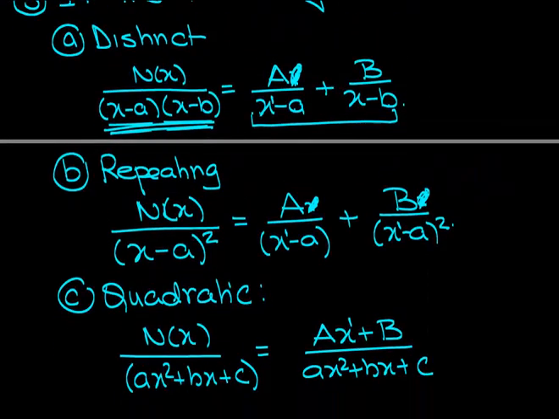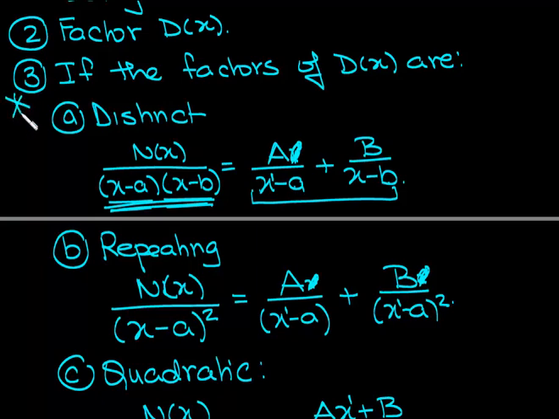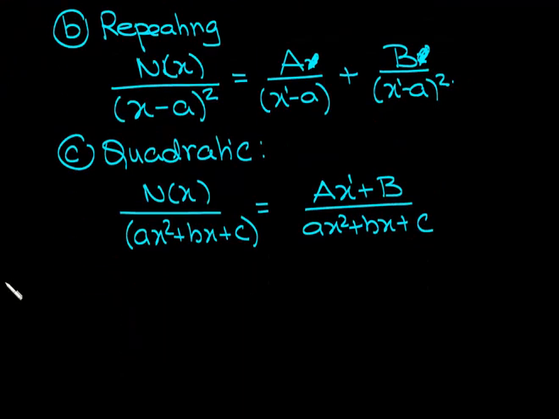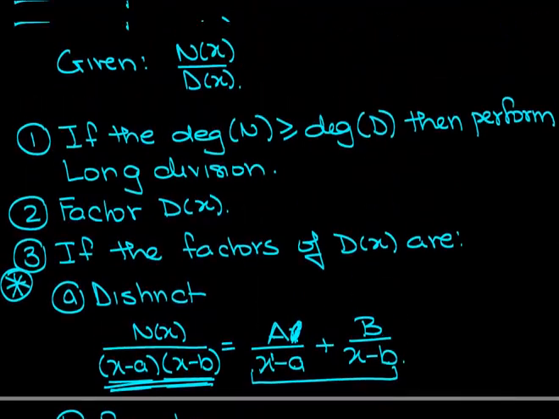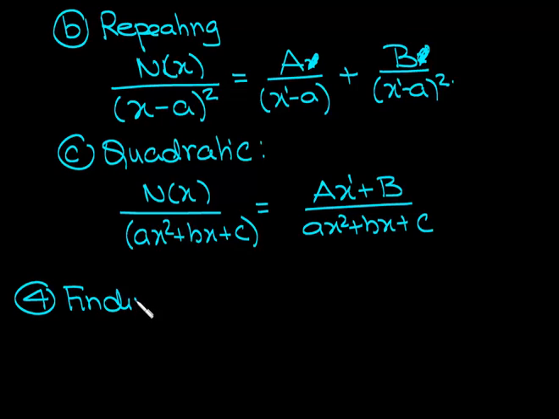So now once we know how to break the polynomial, this is by far the most important step here, step 3. Because once you know how to break them, finding these constants is really easy. Okay, so let me show you that. Over here we have number 4, finding the constants.